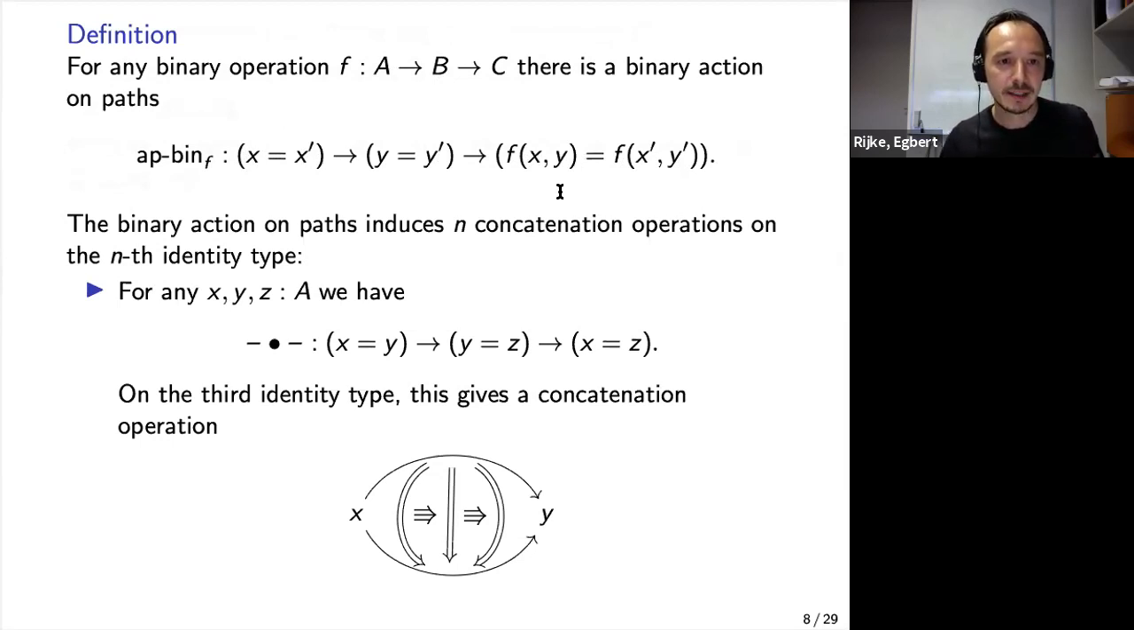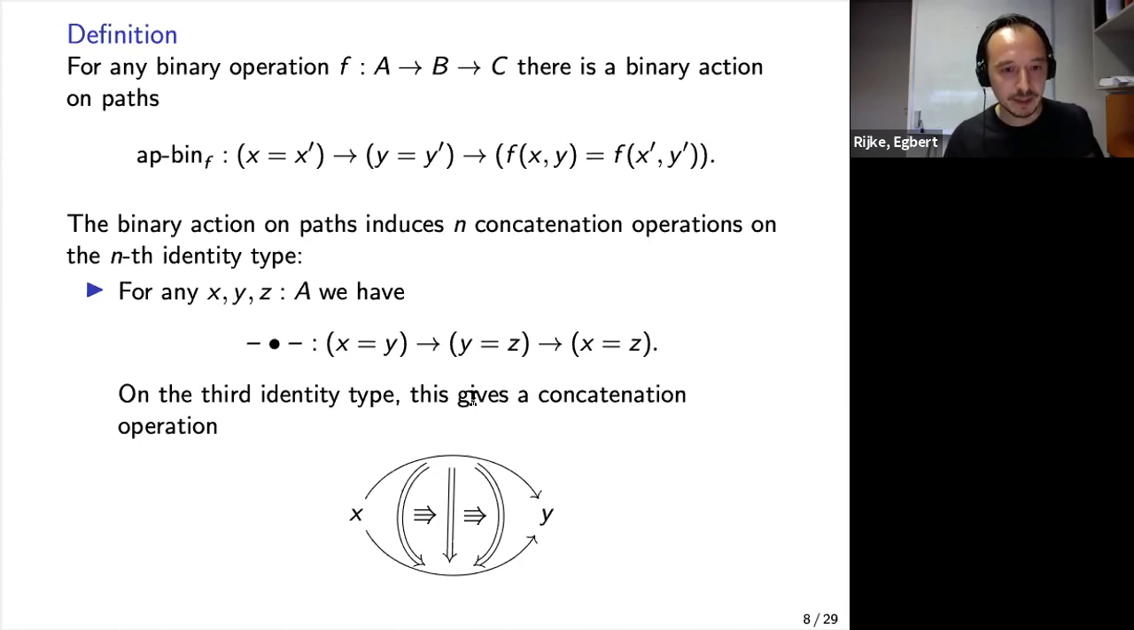But the point is that path concatenation is itself of this kind. So A will be a path from x to y, B will be a path from y to z, and C is a path from x to z. So we can use this binary action on paths to get all the higher concatenation operations uniformly. That's why you can also get them by co-induction and using globular types, if you want to do that.